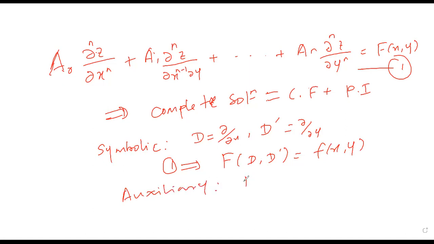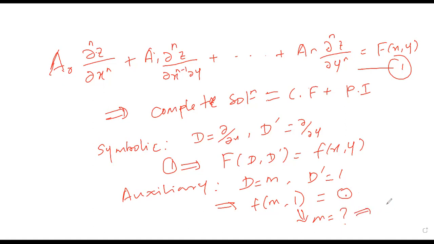Next we use the auxiliary equation. In the auxiliary equation we take D equal to m and D dash equal to 1, and I also gave you a note where we can use it in an alternative way. Then the equation turns into f(m, 1), and for the auxiliary part we consider only this LHS part. Then we solve this to get the m values. When you equate to 0, we can find the m values. Then we can write the complementary function for this equation.